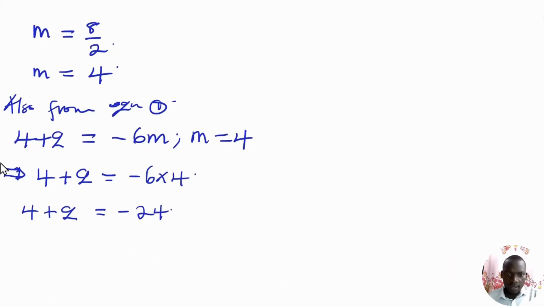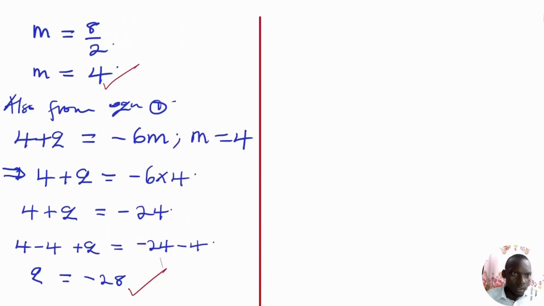Let's now collect like terms. So we have 4 minus 4 plus q equals negative 24 minus 4. This and that cancel out, so that we remain with q on the left hand side being equal to negative 28. So now we have got the values of m and q.